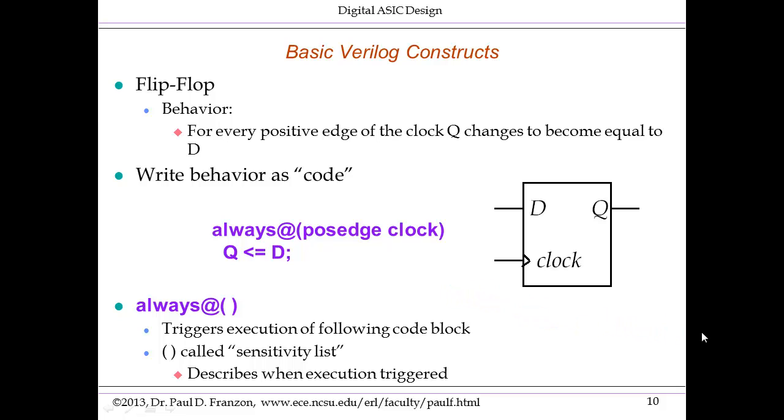So this introduces the always at statement in Verilog. That is, this is a statement that triggers the execution of the block that follows it when the items in the sensitivity list provide that trigger. In this particular case, that trigger is the positive edge of the clock. So for each and every positive edge of the clock, this code block gets executed.